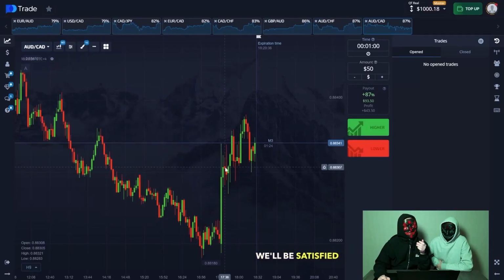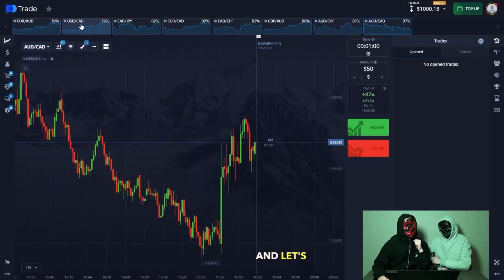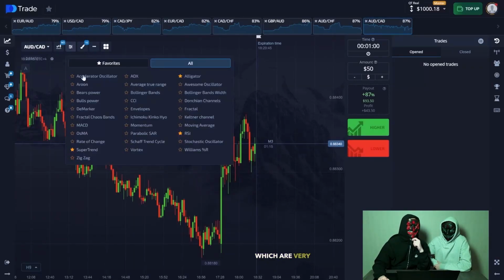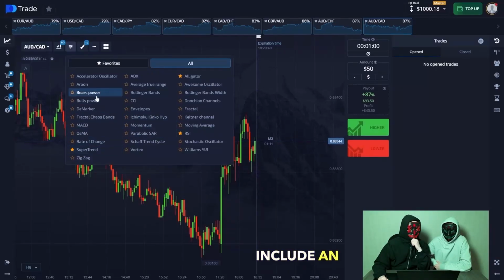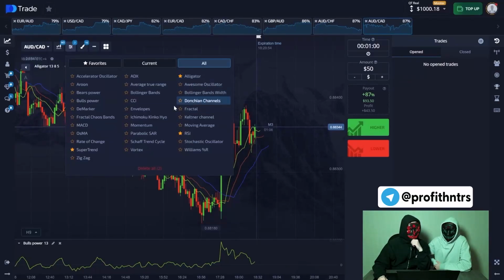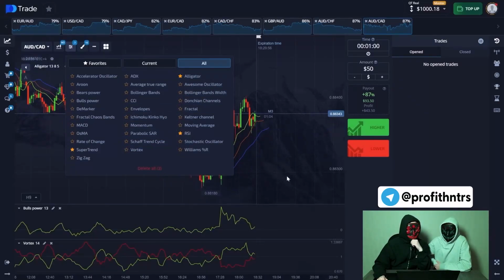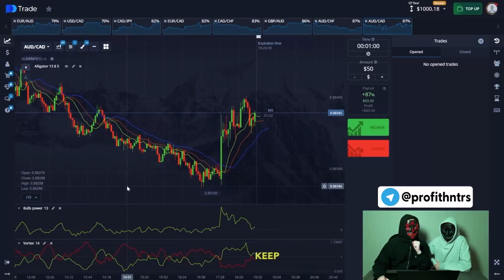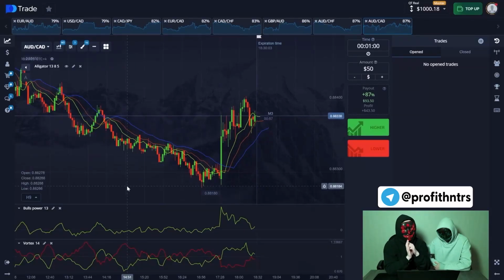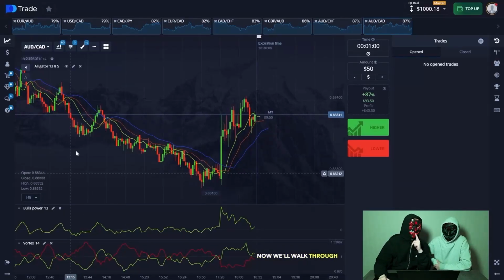We'll be satisfied with this many currency pairs, and let's start with the first one, Australian dollar, Canadian dollar. Now, we'll add some indicators which are very crucial that we'll show you now. Add Bull's Power, include an Alligator, and a Vortex as well. Keep in mind we have 2 oscillators and 1 key indicator, and now we'll walk through the settings, friends.